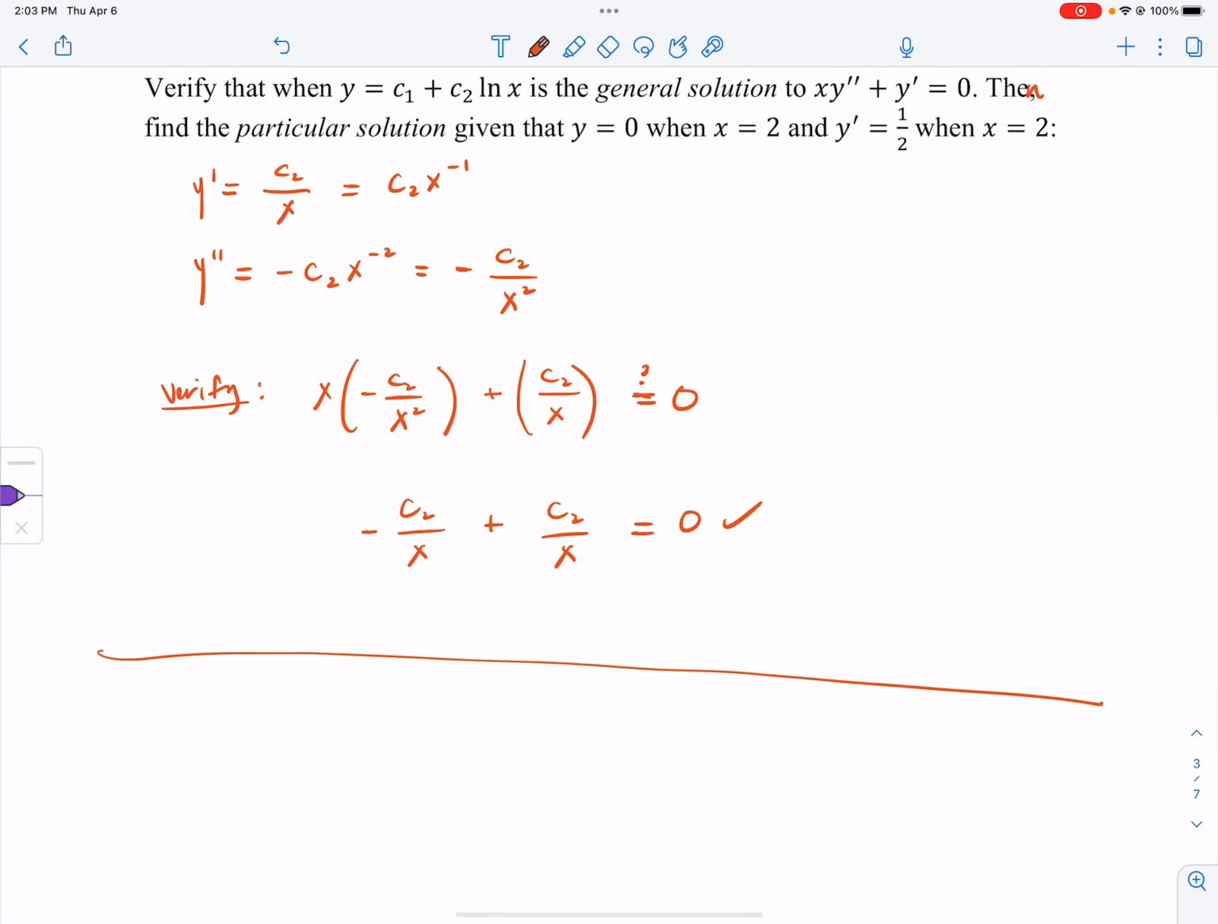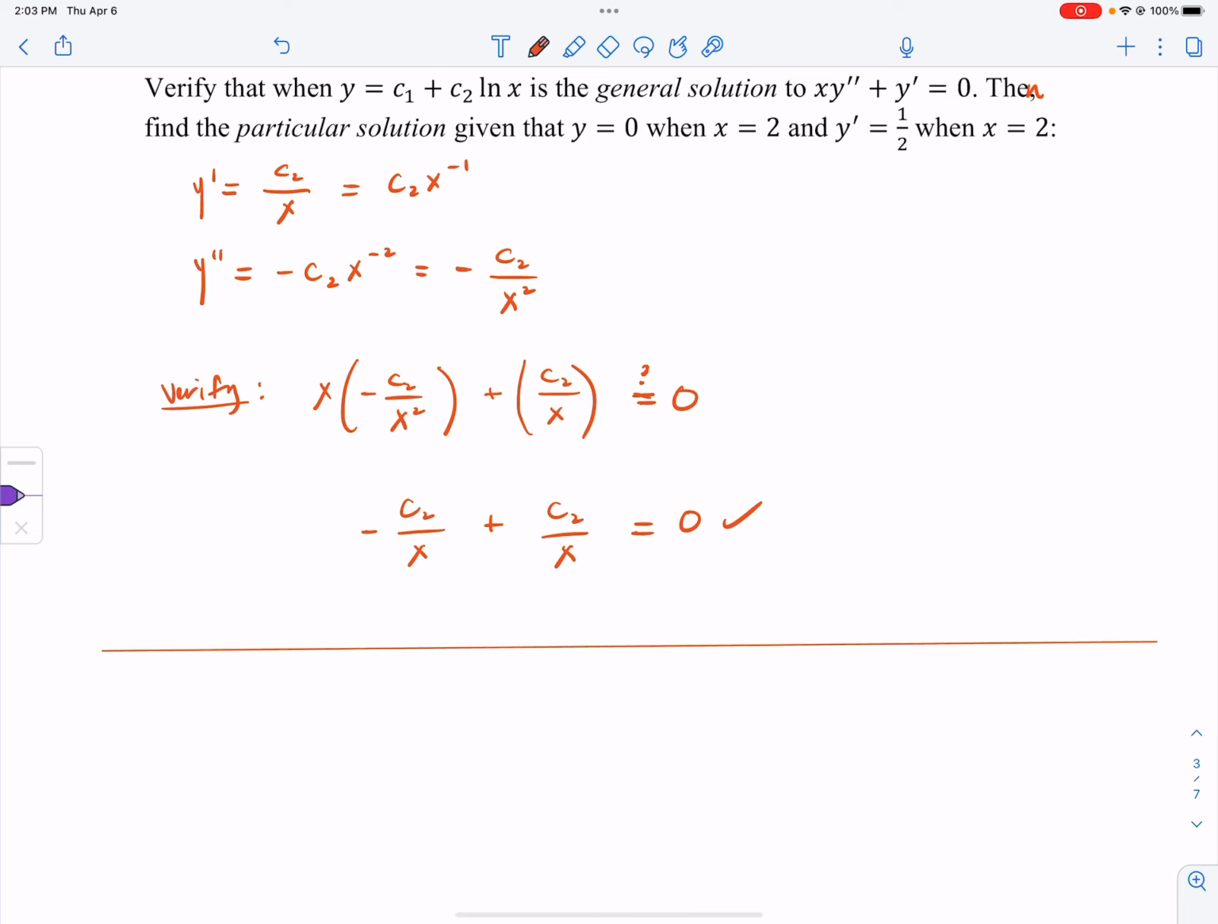Okay, so the next part of the question, let's go ahead and find the particular solution. So we want y equals where we know what c sub 1 and c sub 2 are. So in order to do this, let's look at what we have. We know that when x is equal to 2, y is equal to 0. There's nowhere that we could plug that in where we'd only have one unknown. Like if we plugged into the original, we still wouldn't know what c sub 1 and c sub 2 are.